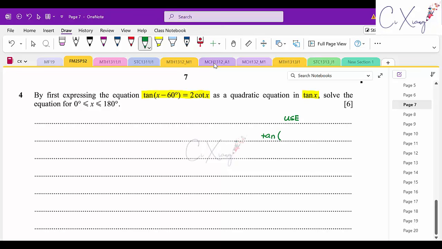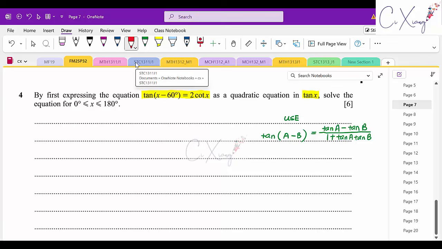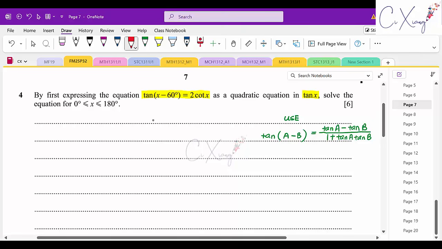I don't know whether you remember that we have this formula. Tangent A minus B can be written as tangent A minus tangent B, divided by 1 plus tangent A tangent B. This is basically the formula that we should use. If you can't remember the formula, of course, it is provided in the formula booklet as well, so you can have a look at MF19. I'm going to apply it to tangent x minus 60. So the x here will be the A, and the 60 here will be the B. All right, so let us start.